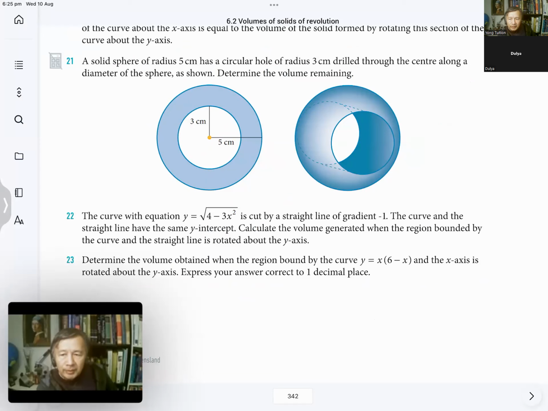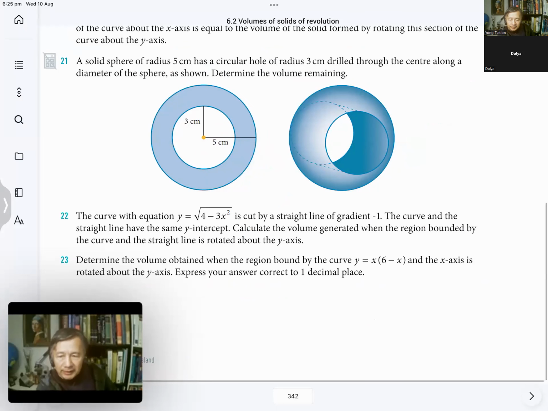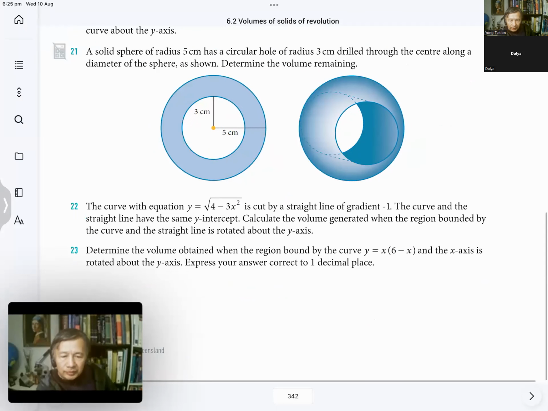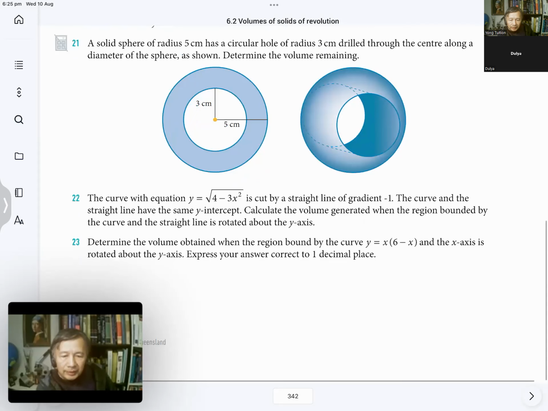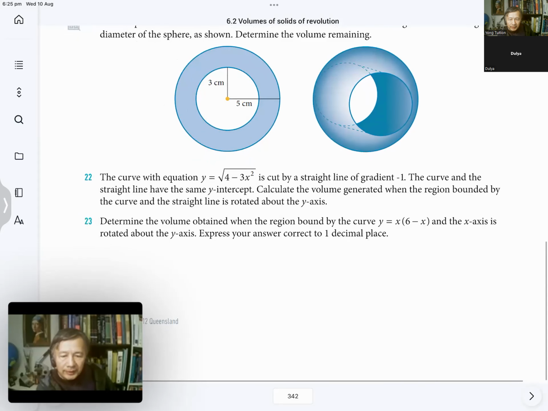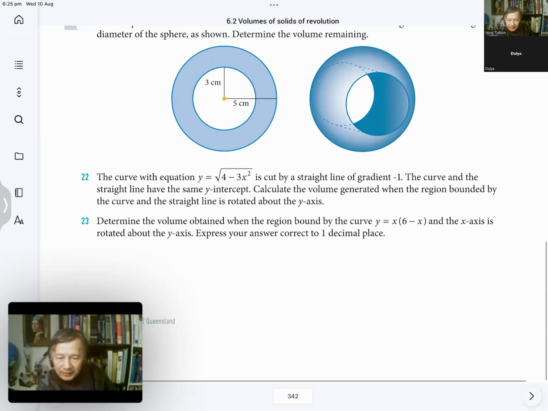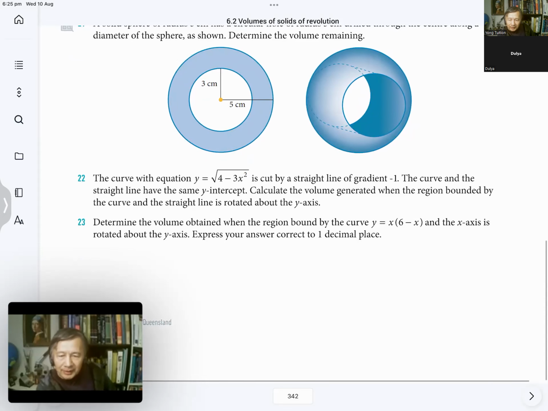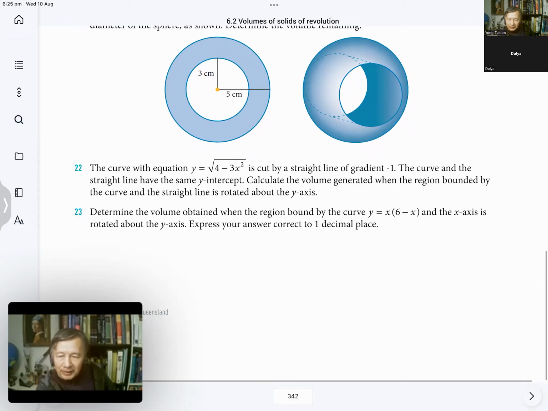Determine the volume and remaining volume. We have done that. Yes. What about question 22? Okay, you can try. The curve is given by an equation. It's a circle, right? It is a circle. It's cut by a straight line with a gradient.